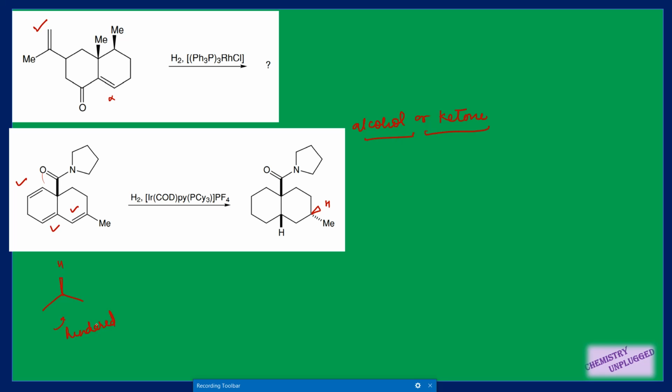So proton will not attack from this side, it will only attack from above the plane side, right? That is why it is also attached here. So there are two reasons. First is that hindrance, and second one is that iridium forms a complex with this ketone, or we have alcohol here, and it suggests the attachment side of protons, right?